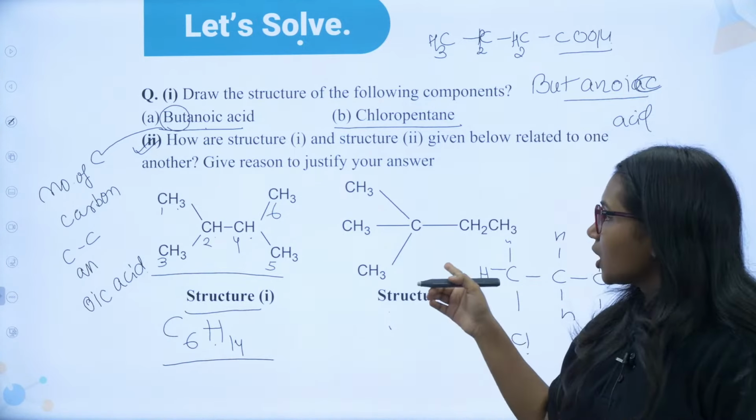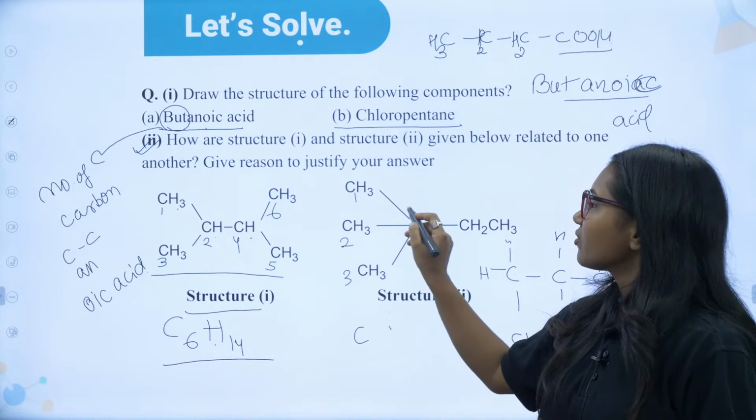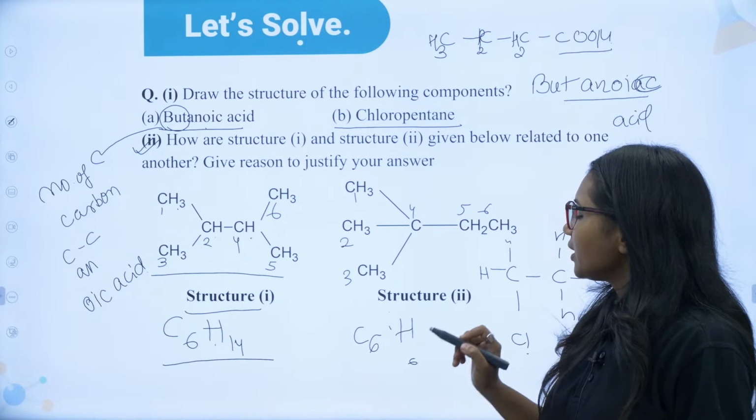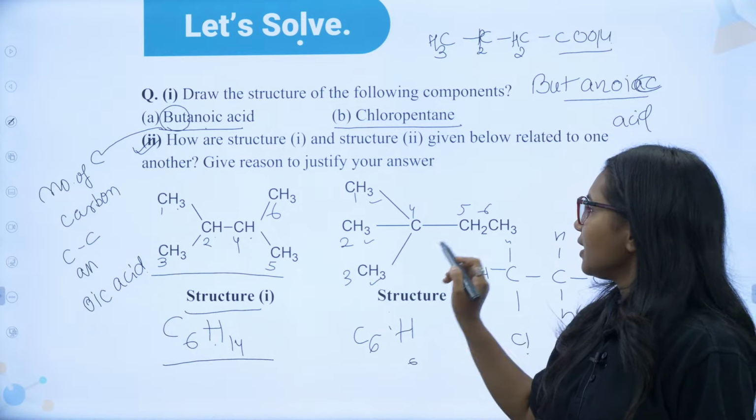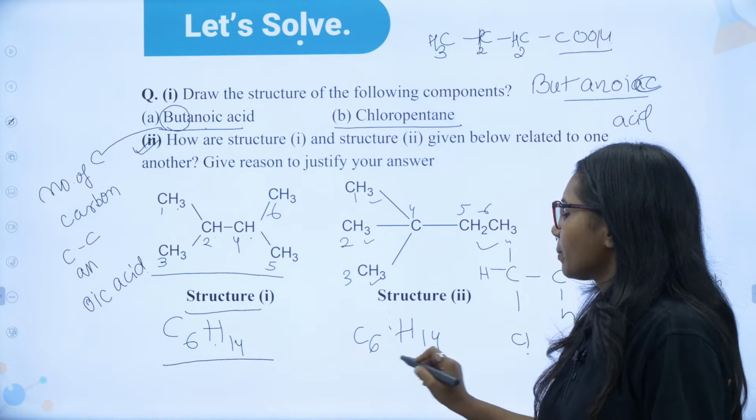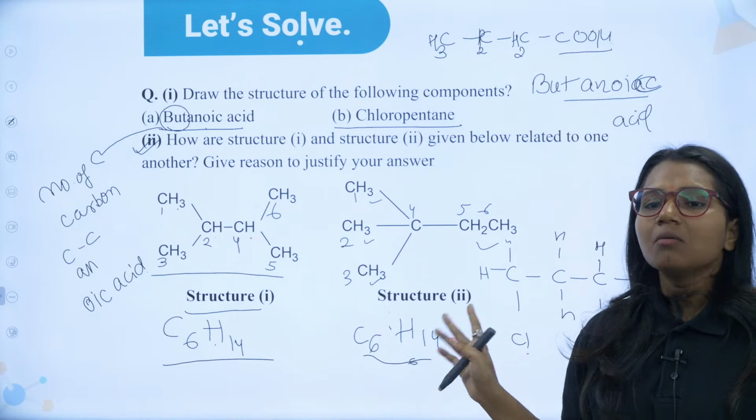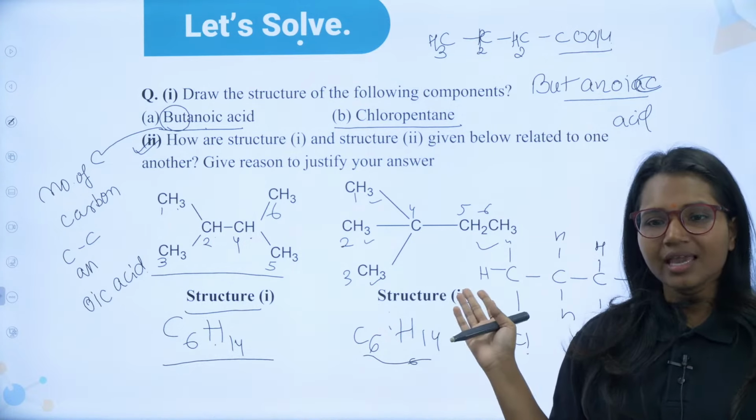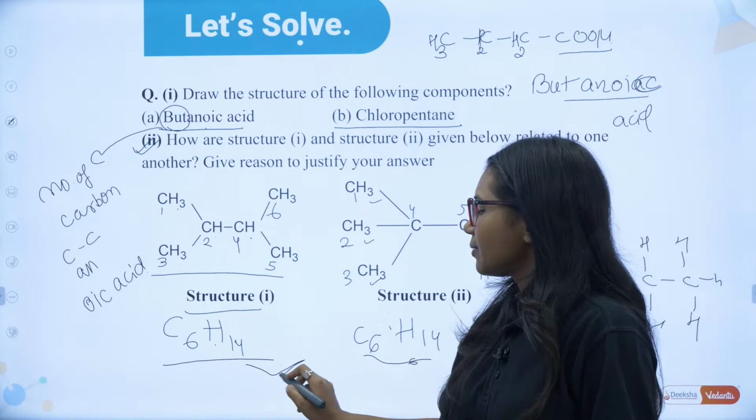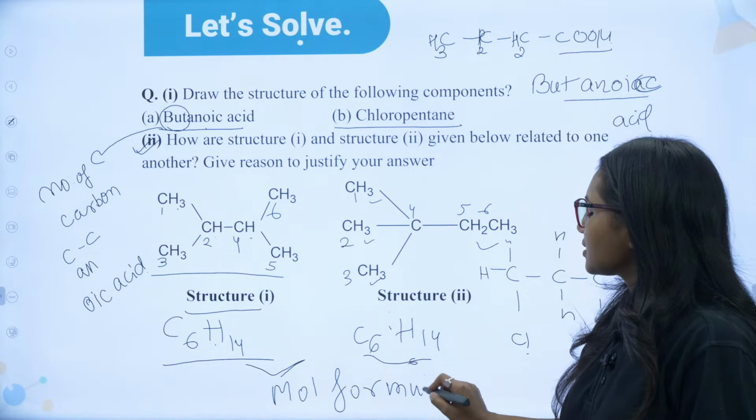Can you guys tell me the molecular formula for this compound? This is also 1, 2, 3, 4, 5, 6, so here it is C6. How many hydrogens? 3, 6, 9, and 5 more, 14. So both these compounds have the same molecular formula, but their structures are different. Can you see their structures are completely different, but their molecular formula is the same.